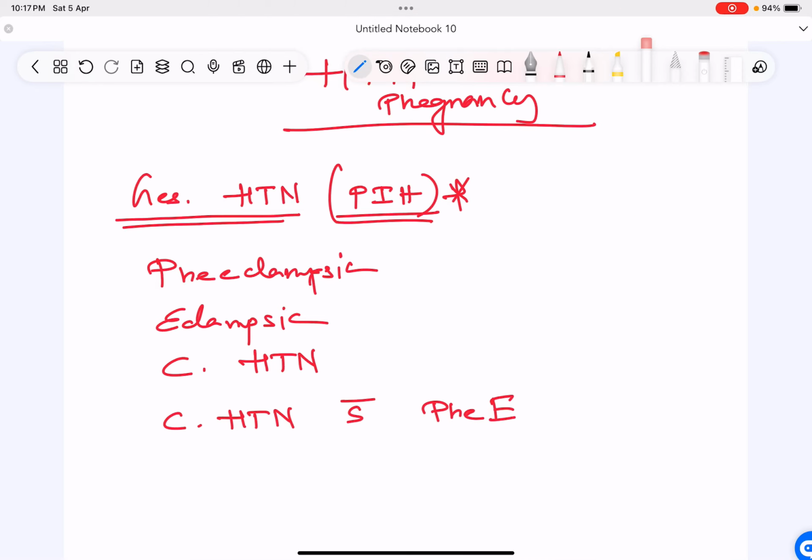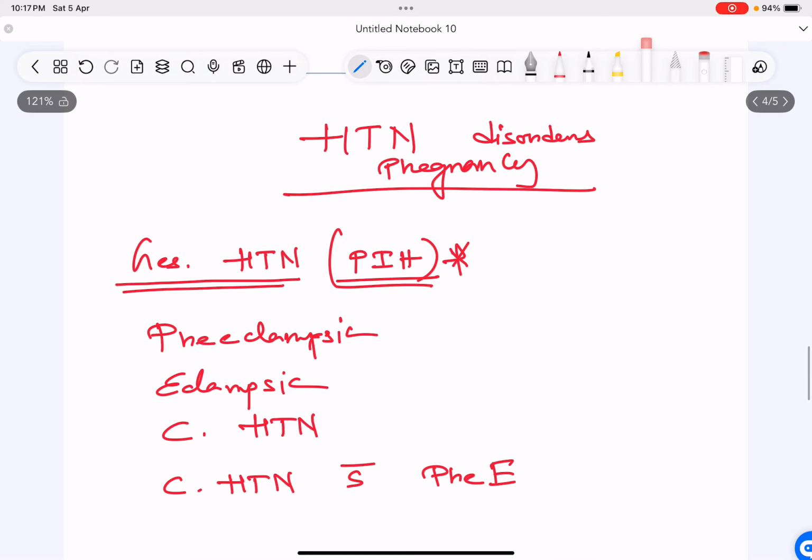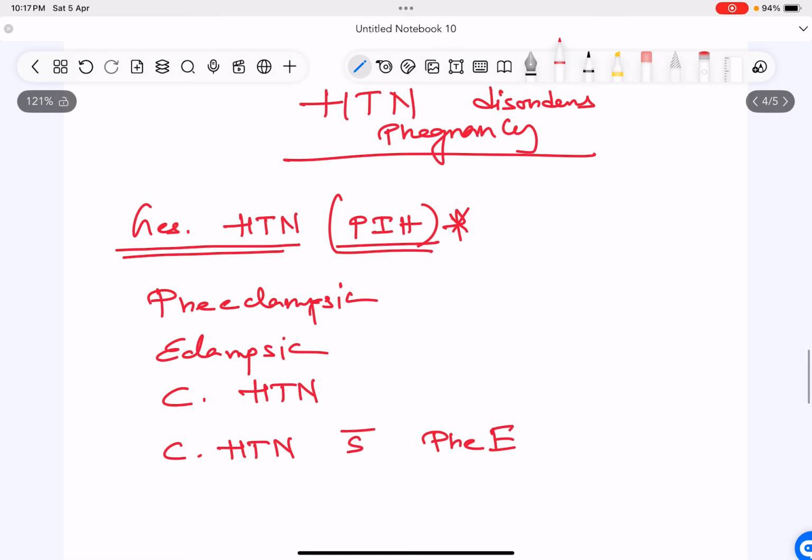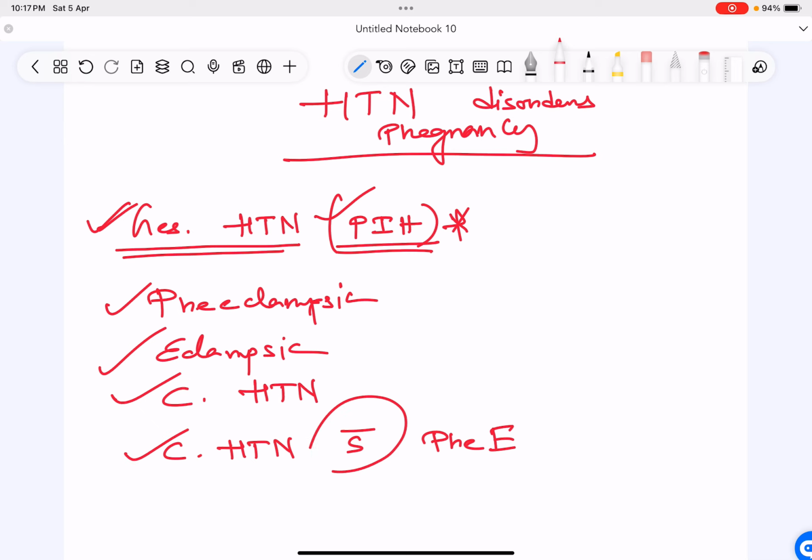All right. So the topic we are discussing is hypertensive disorders during pregnancy. Here we have the 5 types: gestational hypertension, called pregnancy induced hypertension, preeclampsia, eclampsia, chronic hypertension superimposed with preeclampsia. So these are the 5 types.